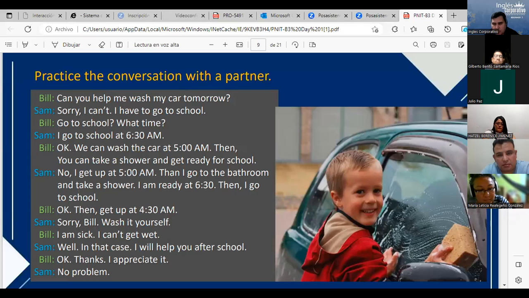4:30 a.m. Sorry, Bill, wash it yourself. I am sick. I can't get wet. Well, in that case, I will help you after school. Okay, thanks. I appreciate it. No problem. Okay. Anybody else?